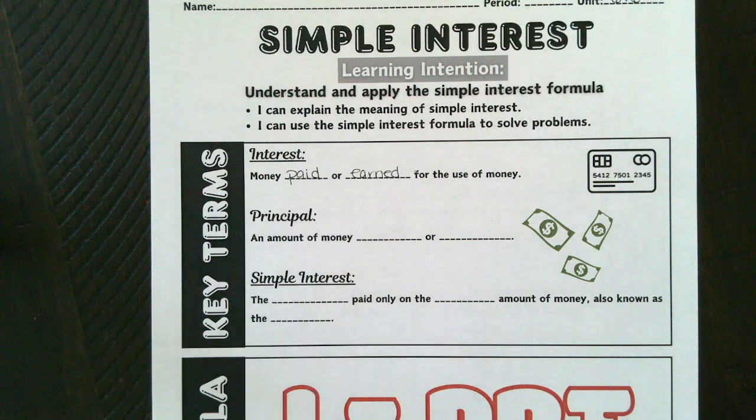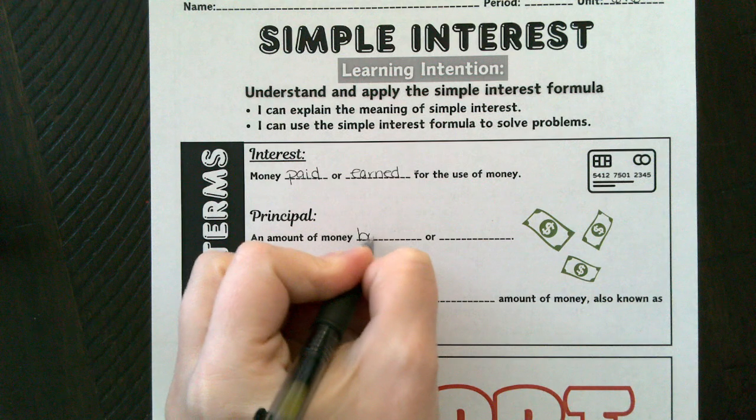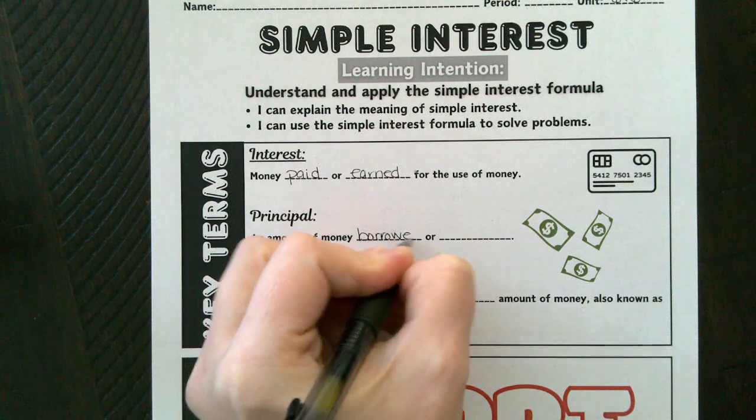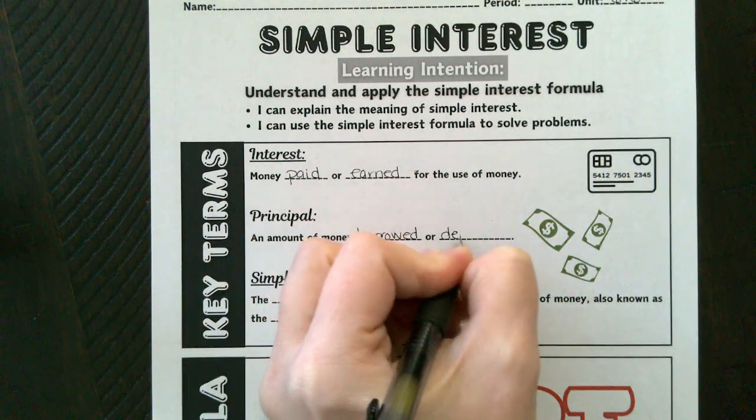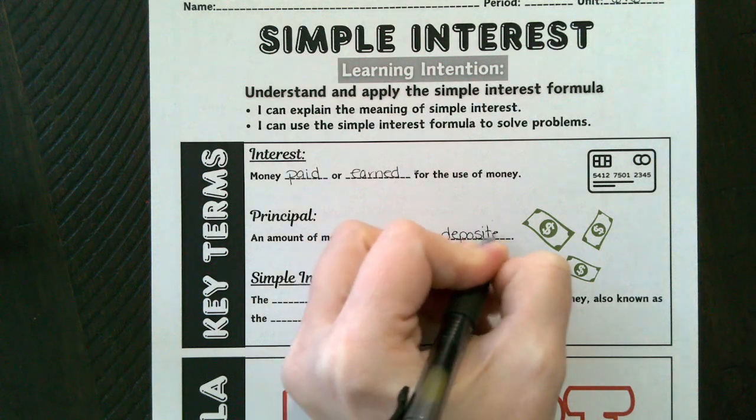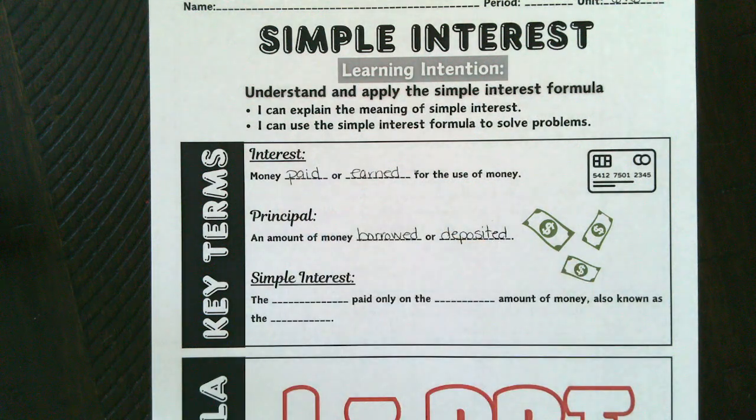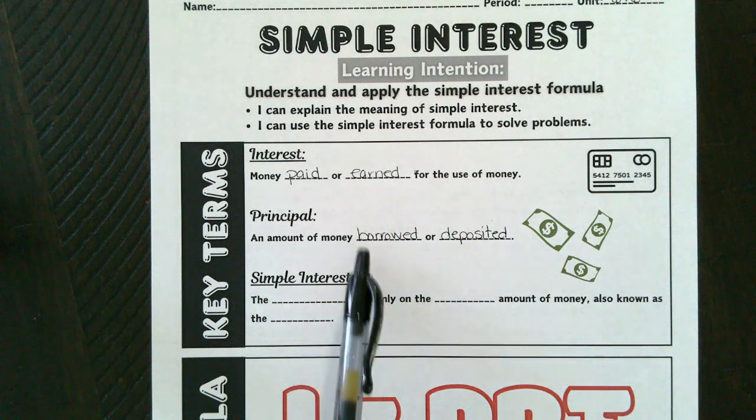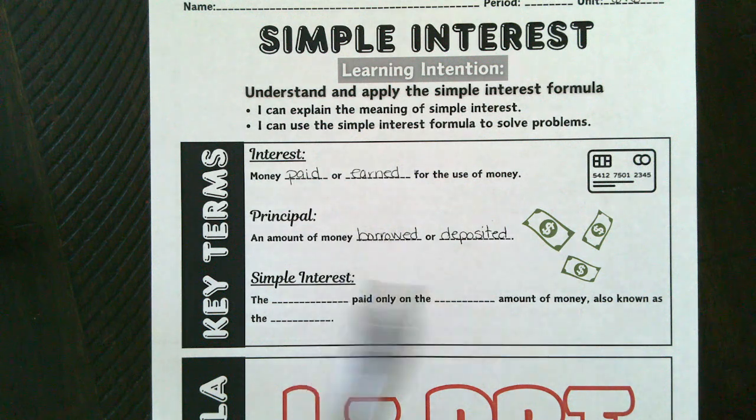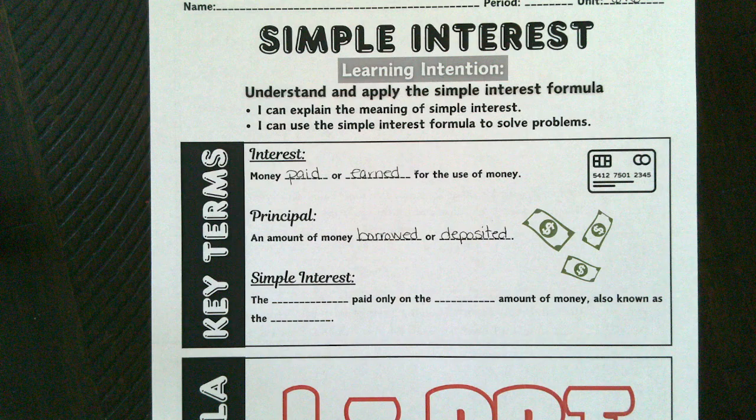So then we have the principal, which is an amount of money that is borrowed or deposited. Okay, so if I buy a house for $250,000 and I go get a home loan, the principal on my loan would be $250,000 because that's the amount of money I was given. So that was the amount of money that was borrowed. Okay, so that's what principal means. It means the original amount.